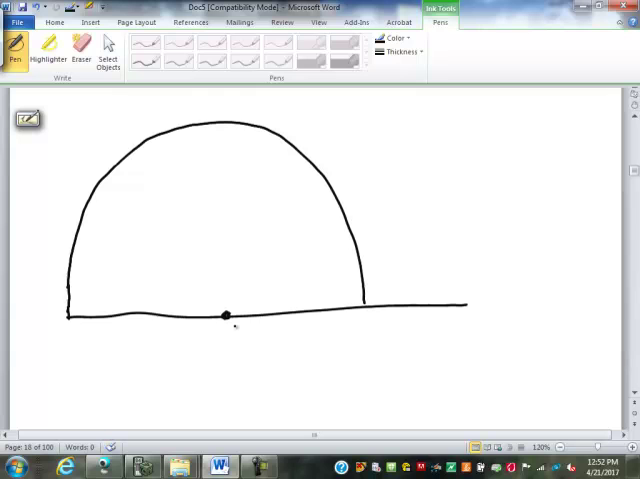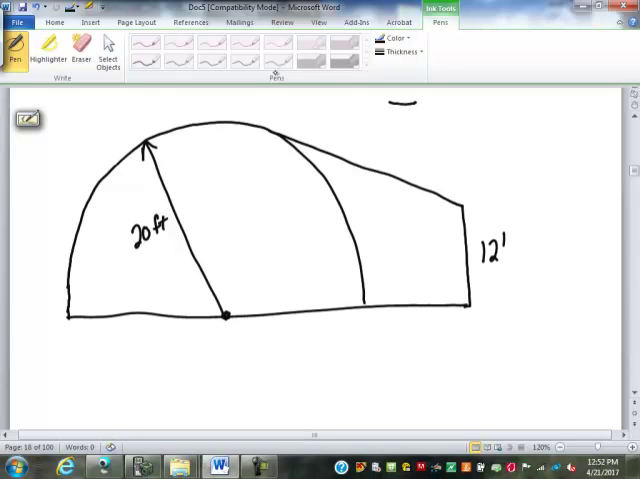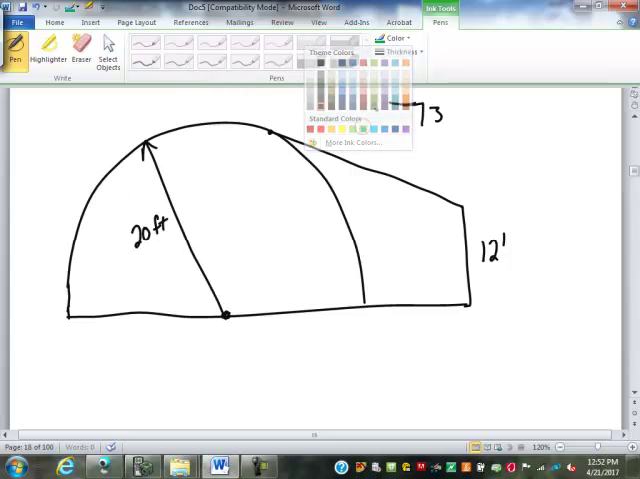This is a half circle. It has a radius of 20 feet. This is 12 feet out here. It has a 3/12 slope. This is a tangent here where it hits the circle. So I'm telling you this is tangent. Otherwise, I could not assume that.